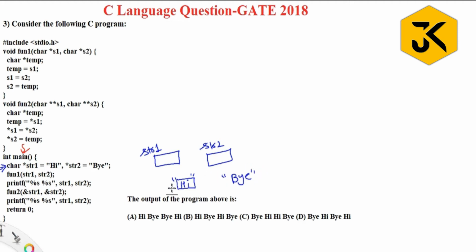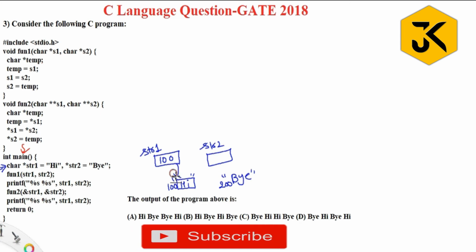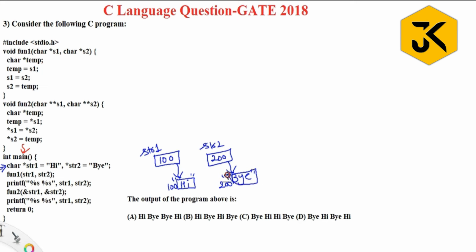Let us assume that the address of the string hi is 100 and the address of bye is 200. So the str1 pointer points to this location, so str1 contains 100, and str2 is pointed to 200. Okay, fine. Up to here we have completed.